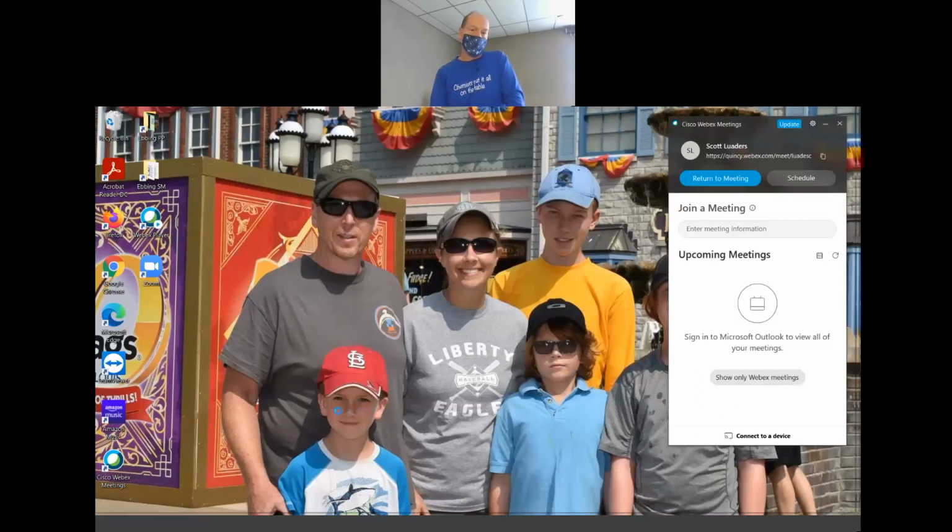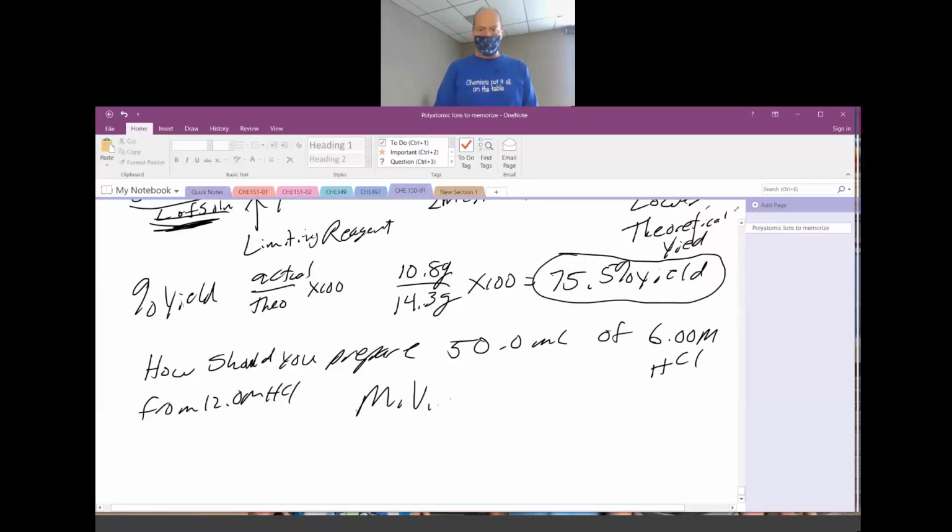So the equation for dilution is M1V1 is equal to M2V2. All right, so M1V1 is equal to M2V2. All right, so we have 6 molar HCl, and we have 50 mils of that.